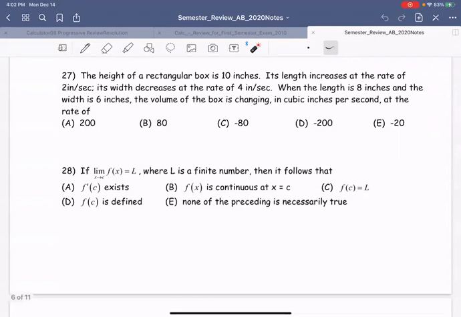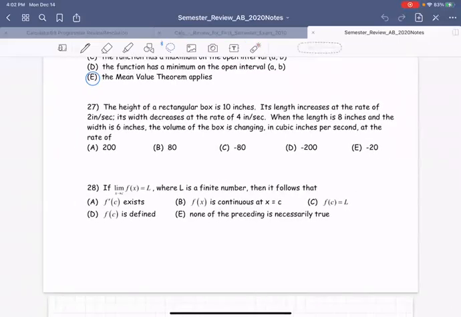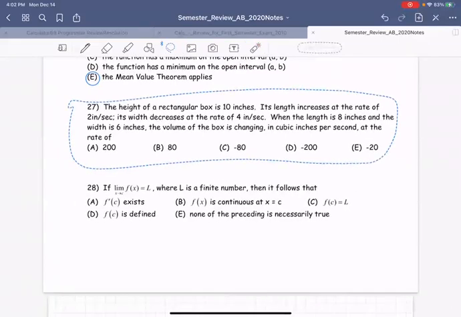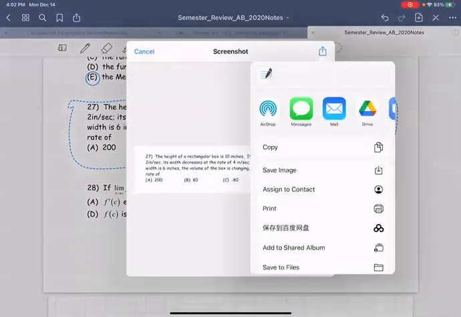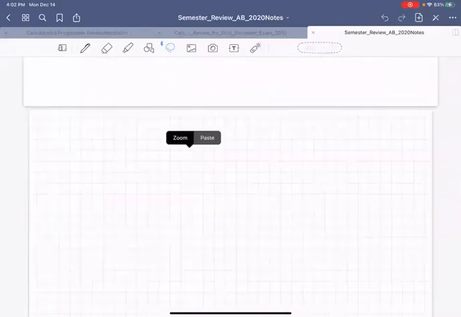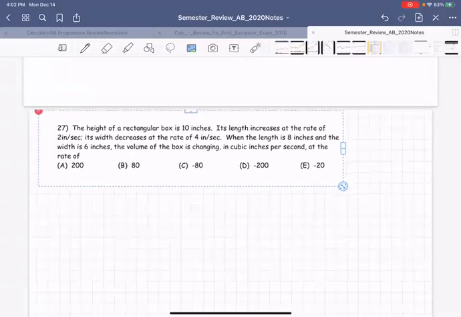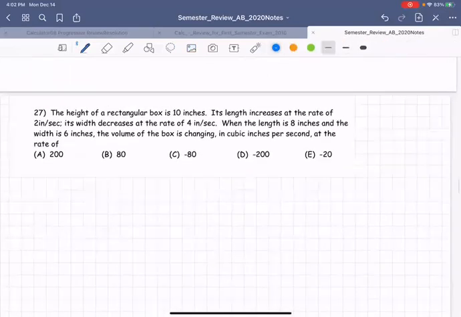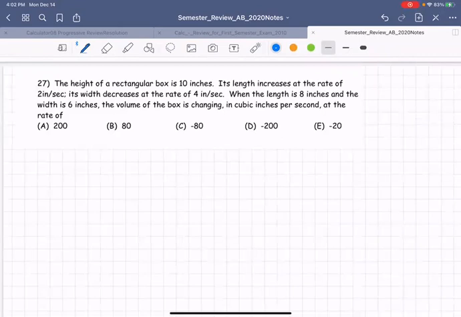A height of... so this is a typical optimization question, right? Relative rates. Okay, let's do this. So the height is 10 inches, and the length is increased at the rate.